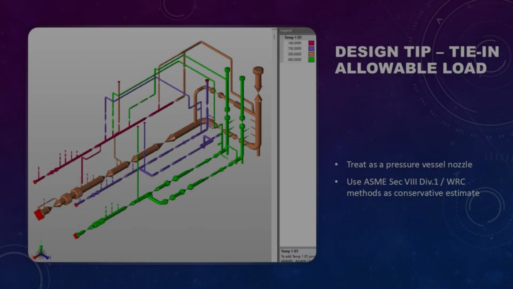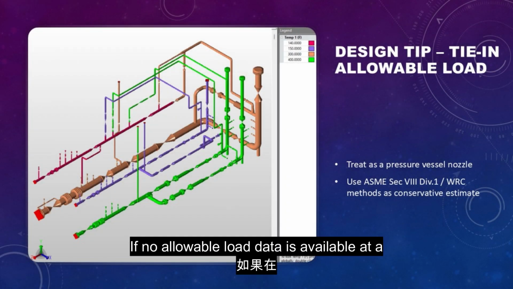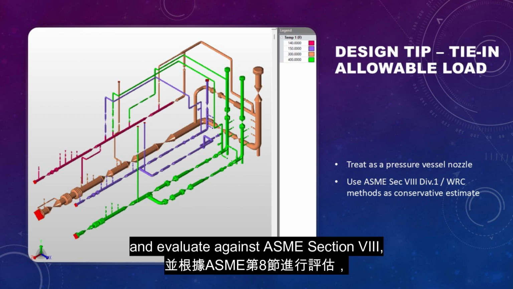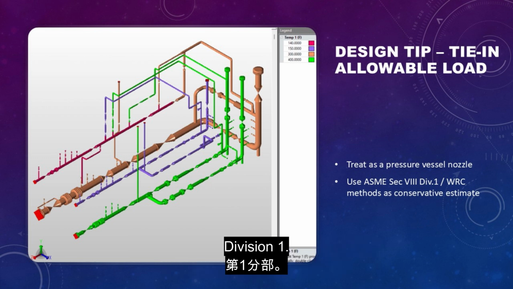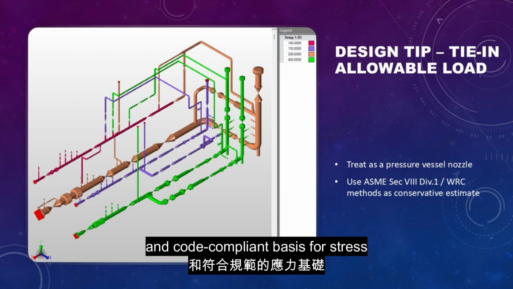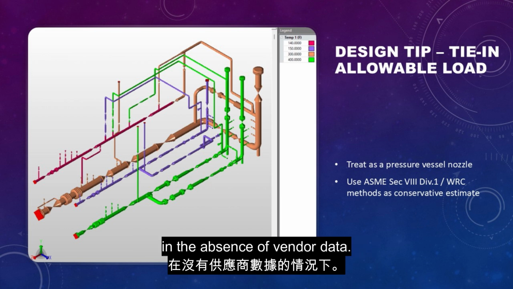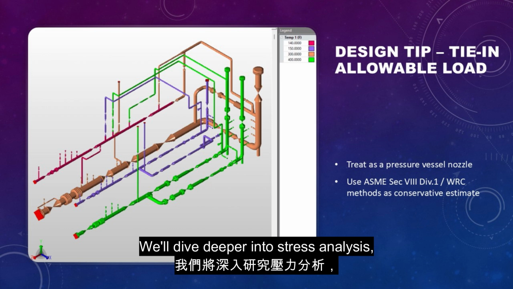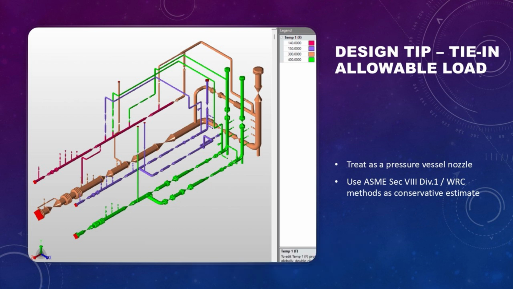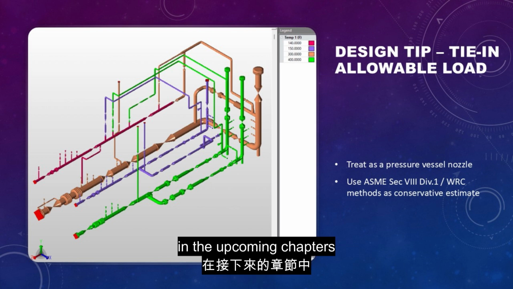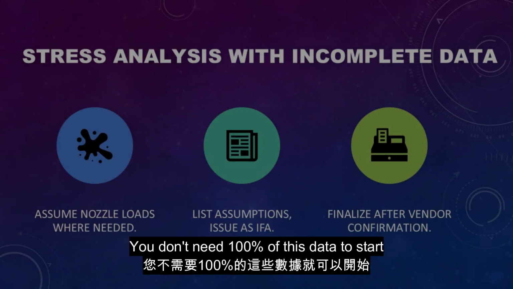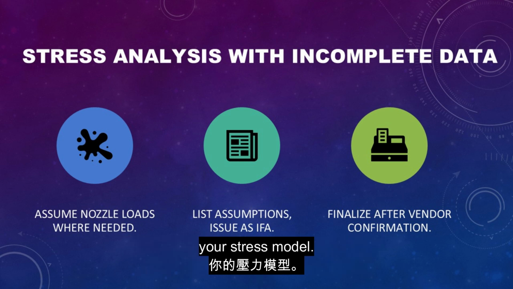Design tips. If no allowable load data is available at a tie-in point, treat it as a pressure vessel nozzle and evaluate against ASME Section 8, Division 1. This approach provides a conservative and code-compliant basis for stress analysis in the absence of vendor data. We'll dive deeper into stress analysis, including load cases, nozzle loads, and special situations in the upcoming chapters dedicated to pipe stress analysis. You don't need 100% of this data to start your stress model.